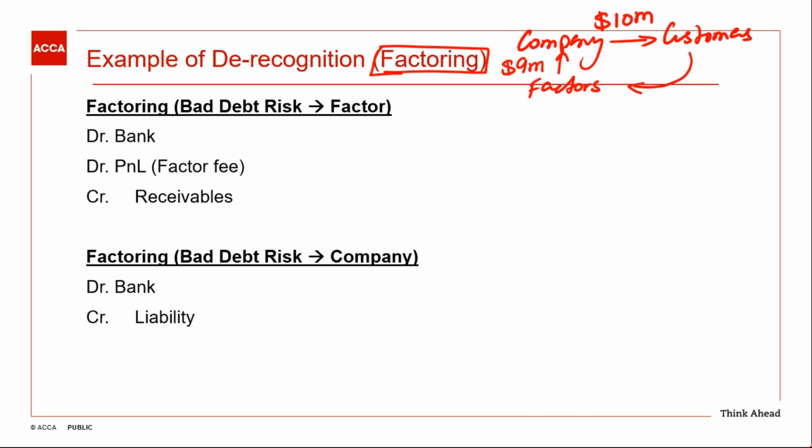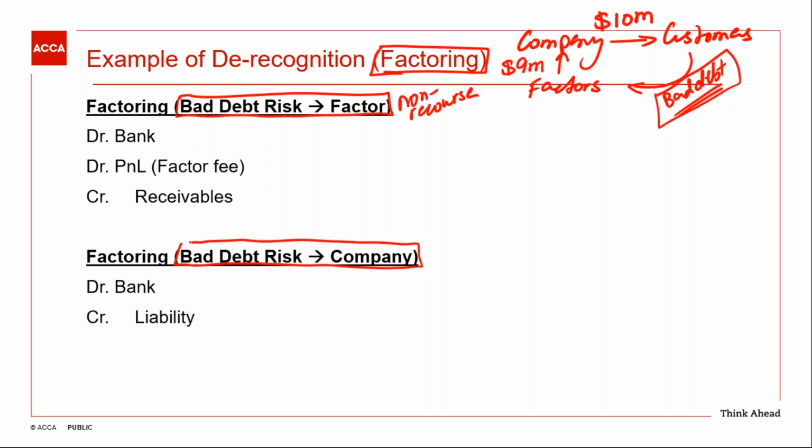Now, there are two possibilities: what if there is a bad debt from the customer side? Will that risk belong to the factor or the company? Now, this has two cases. One is the type of factoring where the bad debt risk is transferred to the factor, which is called non-recourse factoring. And the other is where the bad debt risk is not transferred to the factor, but it is retained by the company, which is called recourse factoring.